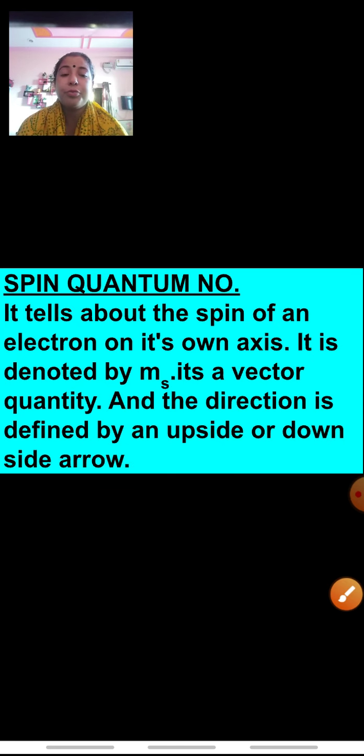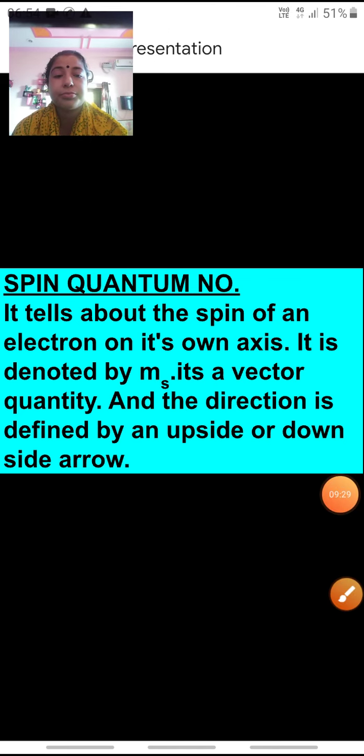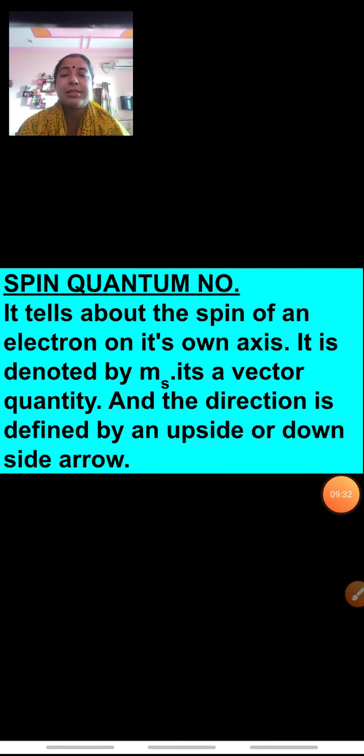Now, the fourth important quantum number is your spin quantum number. Spin quantum number is nothing but it will just tell you about the spin of the electron. The meaning of spin is that the electron is spinning on its own axis. As it is rotating around the nucleus, similarly it is spinning on its own axis also, as is the case with the planets.